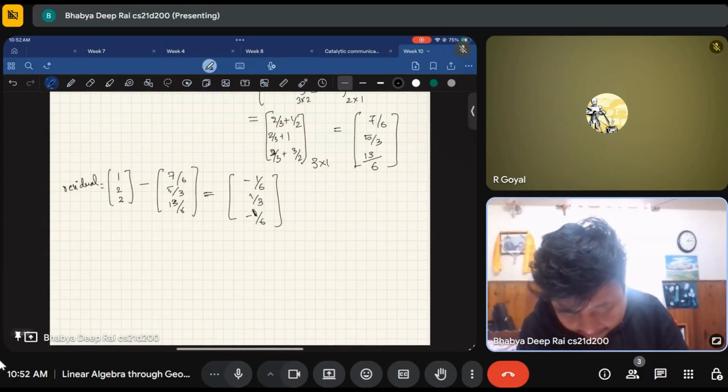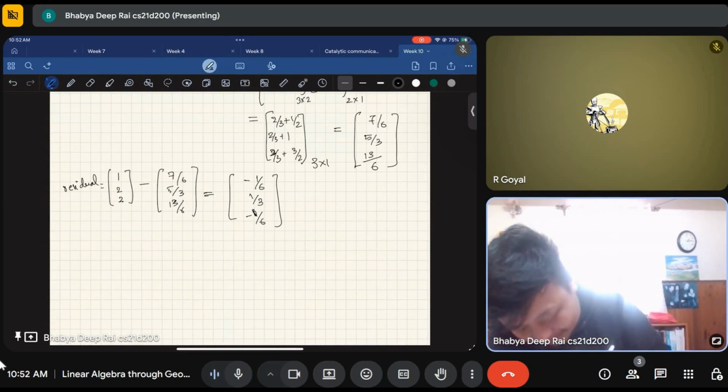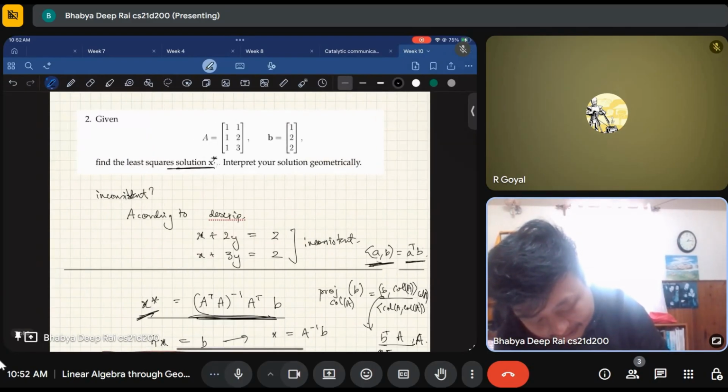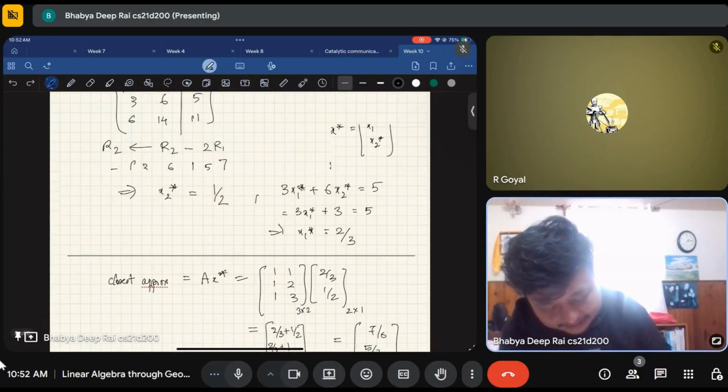Also, we want to check how good our approximation is. So all we need to do is, in fact, we can just do it. We can take 1 1 1. This is definitely in the column space, right?